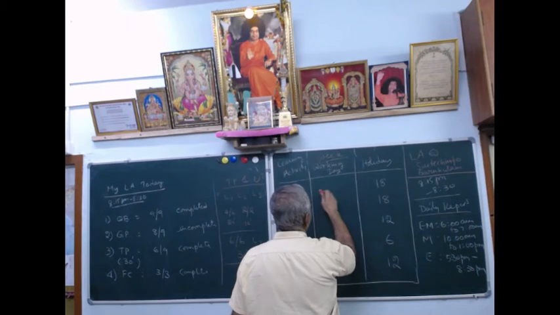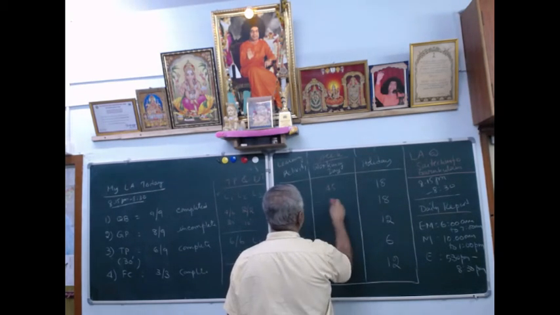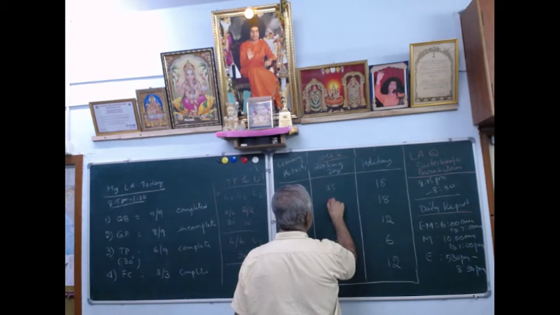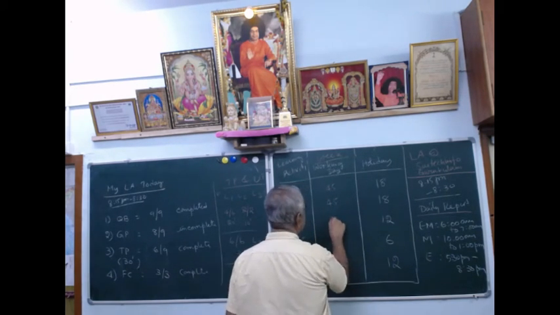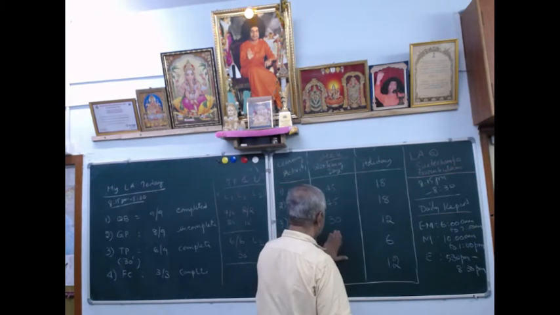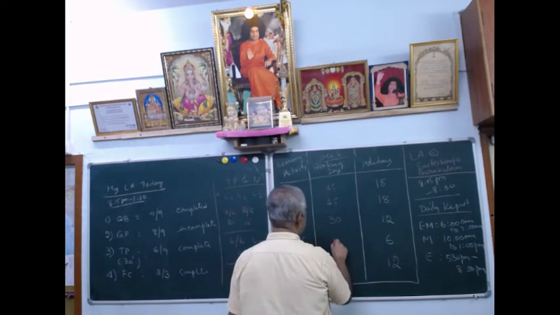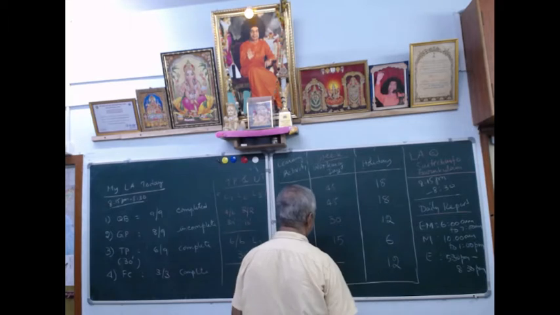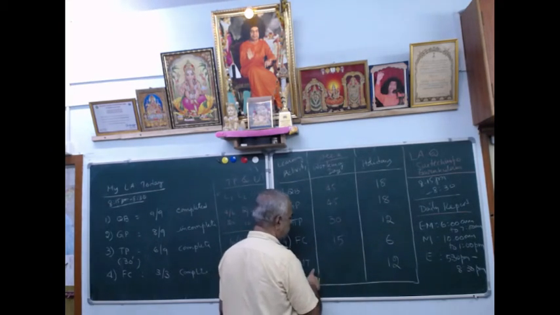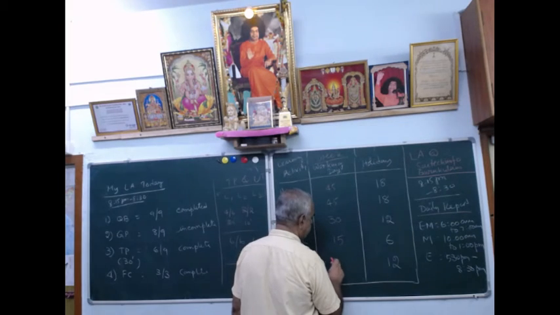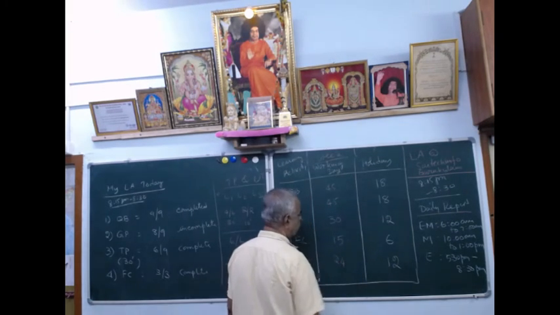5 days means 5 into 9, 45. And here GP, how much? GP is 45 questions you should have completed. And TP, 30 questions you should have completed. And FC, 15 flashcards you have done. And as far as UTs are concerned, 2 UTs should have been completed. So you should be ready for 24 questions.